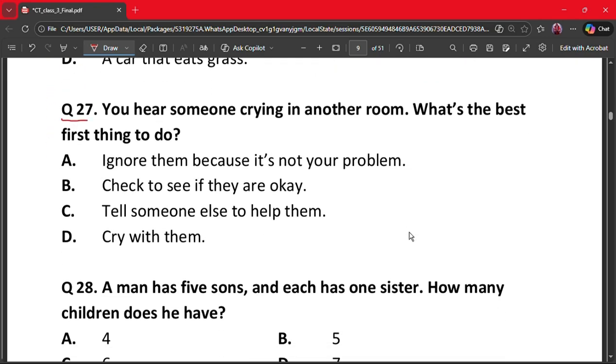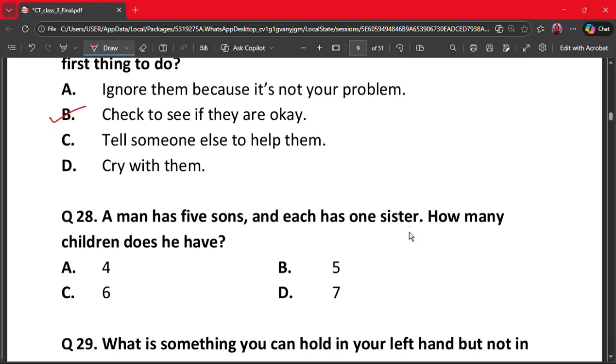Question 27. You hear someone crying in another room. What's the best first thing to do? A. Ignore them because it's not your problem. B. Check to see if they are okay. C. Tell someone else to help them. D. Cry with them. The correct answer is option B. Check to see if they are okay or not.